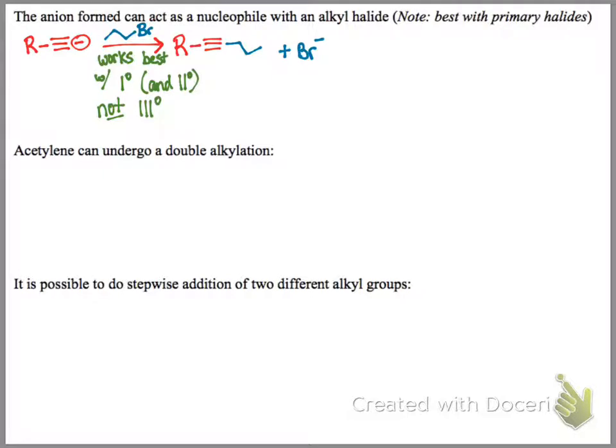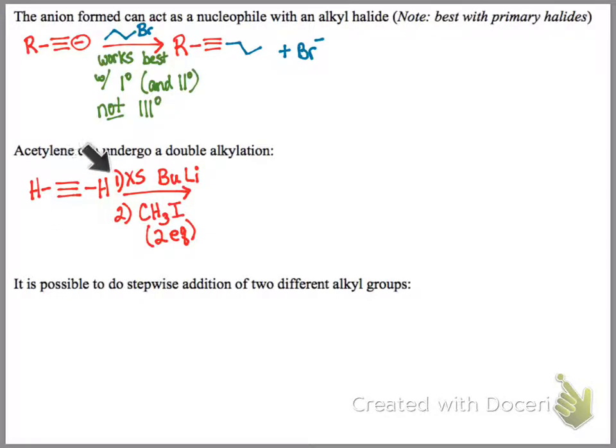You can do a double alkylation if you have acetylene to start with. So acetylene has hydrogens on each end, and if you add excess base, butyllithium, it's going to deprotonate both of these carbons. And then when you add at least two equivalents of methyl iodide, it's going to put methyls on both ends here. So that would be a dialkylation reaction. And you could do that if you want it symmetrical.